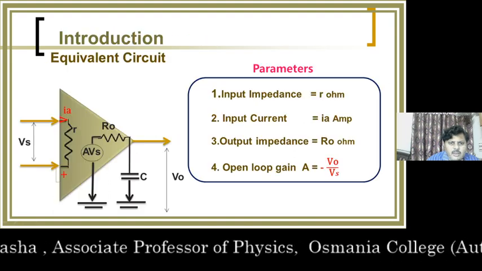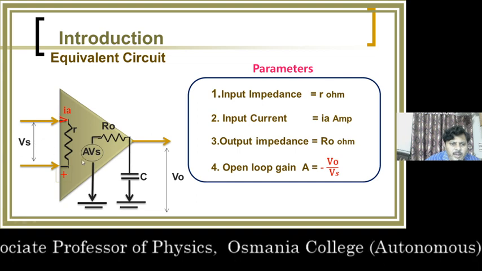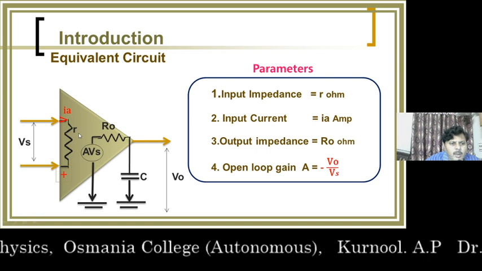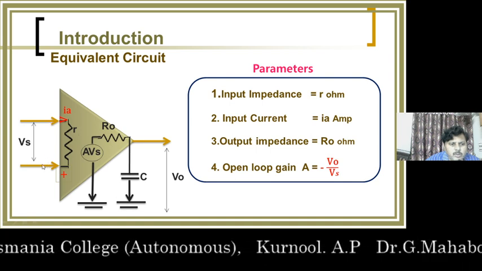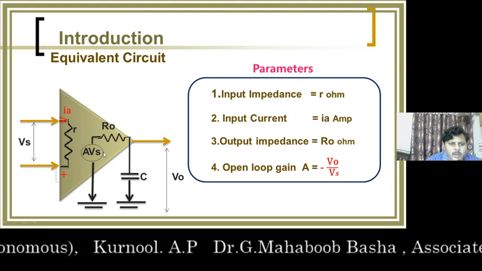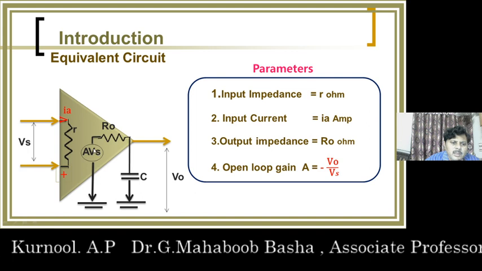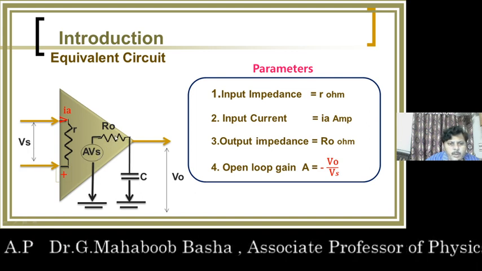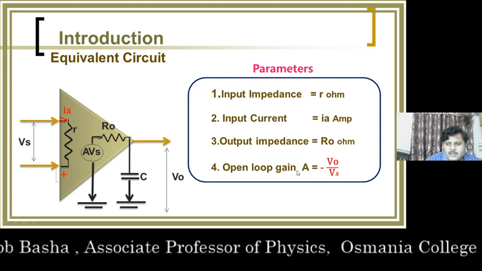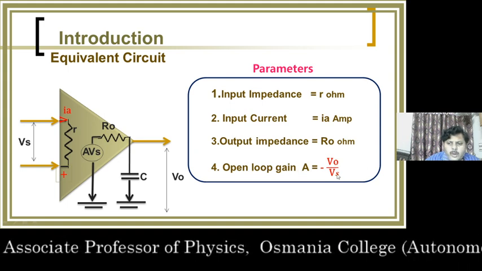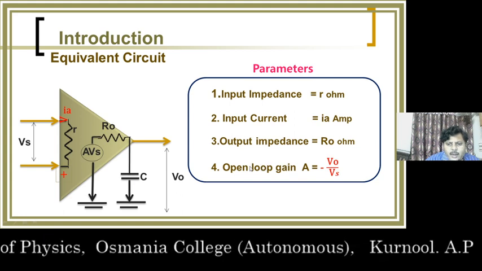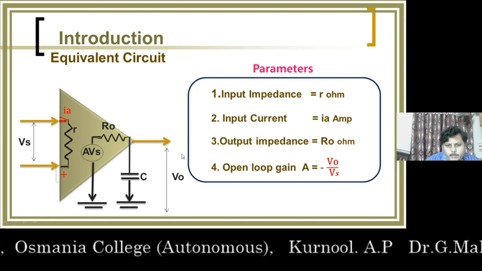Next we will see the equivalent circuit of an op amp. The picture shows an equivalent circuit where small r represents the input impedance of an op amp, which lies between inverting and non-inverting inputs, where Vs is the differential input between inverting and non-inverting input. AVs represents Thevenin's voltage source and R0 represents the output impedance. The open loop gain can be defined as the ratio of output voltage to differential input voltage. Open loop gain is nothing but the gain of an op amp without feedback.